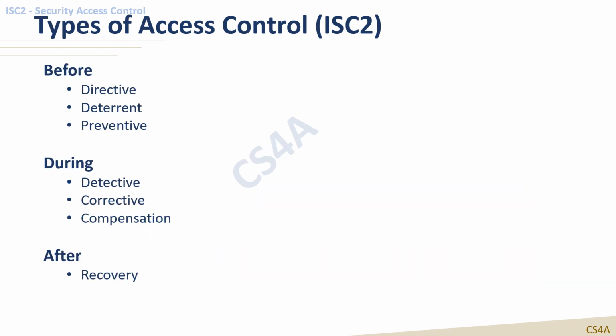So here we'll see the types of access control and the activity when the controls are in effect. Directive, deterrent, and preventive controls happen before the security incident, and during the security incident we have detective, corrective, and compensating controls. Recovery controls come post-incident, where we recover the system to its normal working condition.